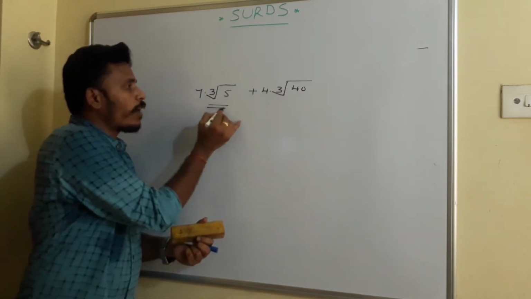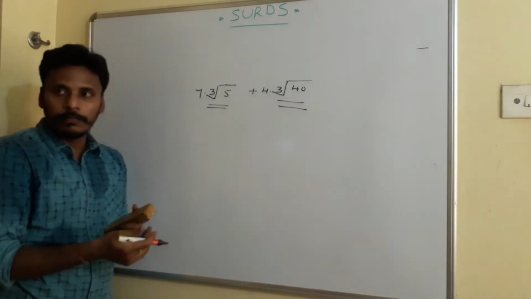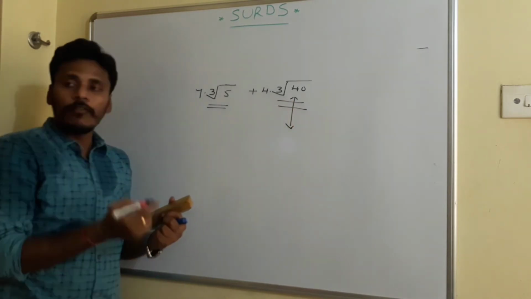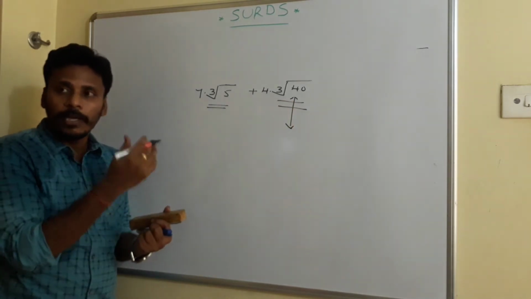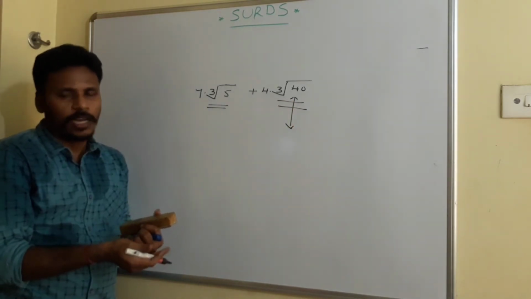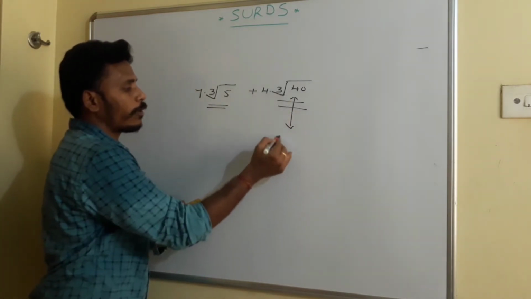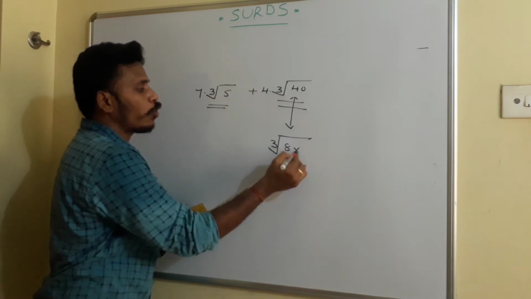Since this cube root 5 and cube root 40 are not similar, but you have a chance to simplify this cube root of 40. If on simplification they become similar, then you have a chance to add. Otherwise, you don't have that chance. See, you just try to simplify this cube root of 40. I will rewrite it like cube root of 8 into 5.